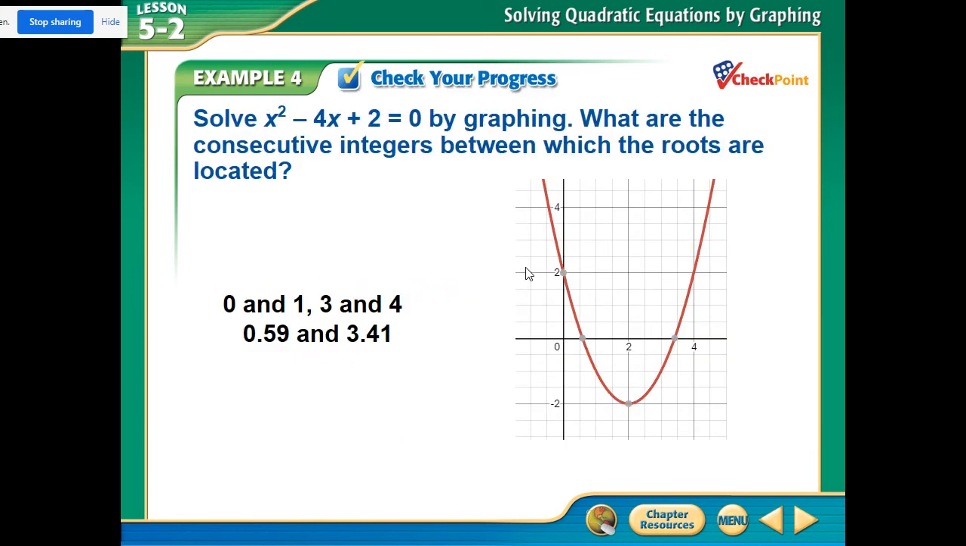So here's another graph. X squared minus 4x plus 2 equals 0. So where is this between? This is between 0 and 1 again, and also between 3 and 4 again. But again, we can find the exact values, or 0.59 and 3.41.